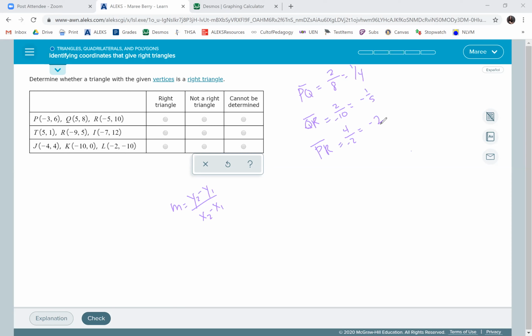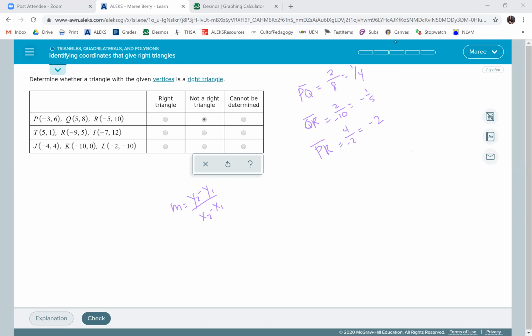Well, none of these are negative reciprocals. Okay, so this would be a -4. Did I do that right? 10 minus 6 is 4. -5 plus 3 is -2. Okay, so I'm going to say not a right triangle.